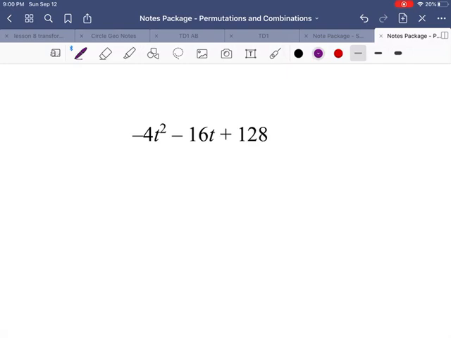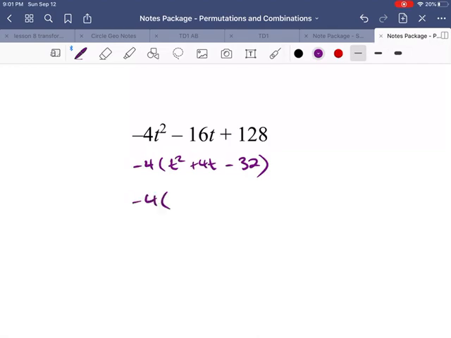All right, negative 4t squared minus 16t plus 128. All right, even if there wasn't this 4 here and it was just negative t squared, get rid of the negative. All right, you at least need to get rid of that. But all of these are divisible by 4. So let's factor out negative 4, and we're going to be left with t squared plus 4t. And not going to lie, I had to do this on the calculator. 128 divided by 4 is 32.